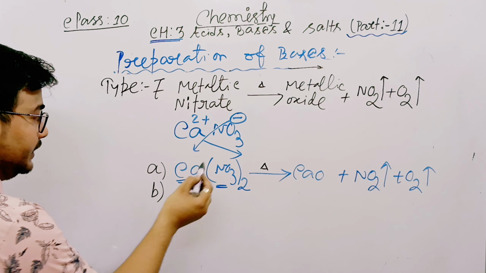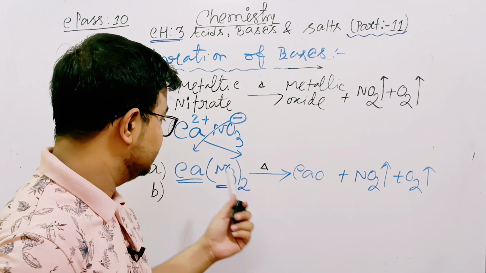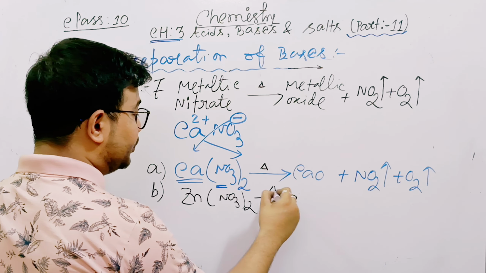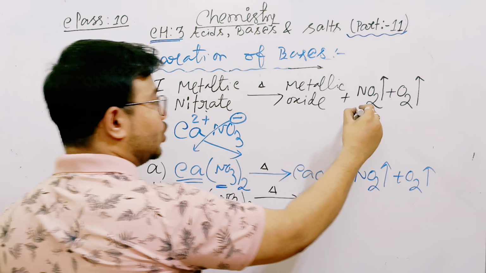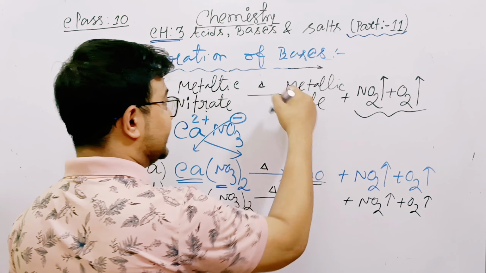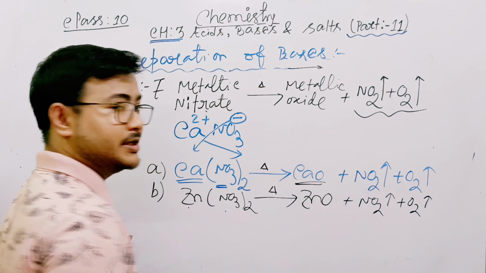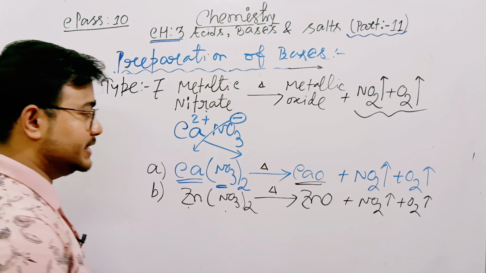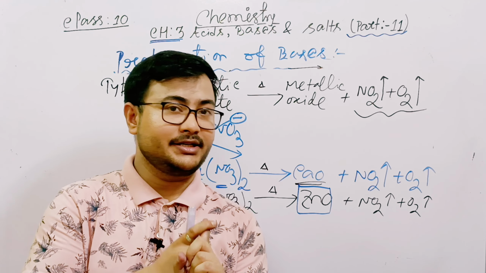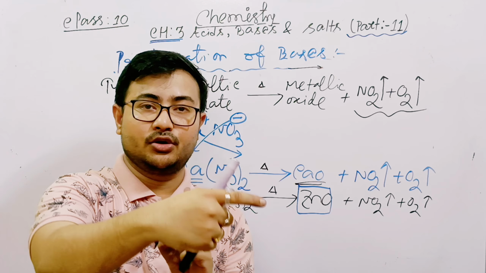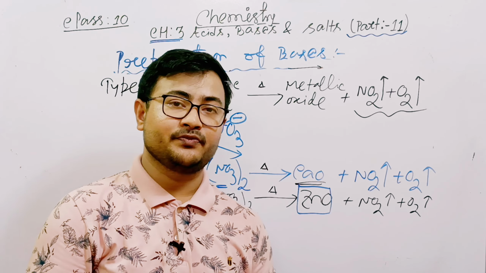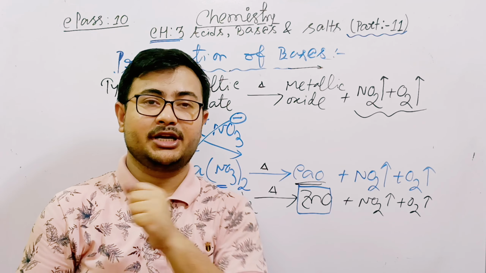Now second, if I give zinc nitrate instead of calcium nitrate, after decomposition, since it is nitrate, your two common answers are NO2 and O2. The main answer is metallic oxide. Metal is zinc, so your answer is zinc oxide. Done. Easy concept. Do you know the color of zinc oxide? The color of zinc oxide is white, but it turns yellow after heating, and again after cooling it becomes white.